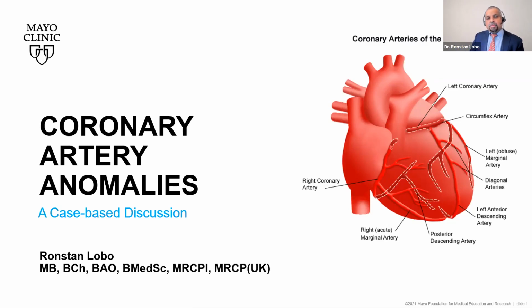I'm Ronston Lobo, and I'm a clinician investigator and fellow in cardiovascular diseases at the Mayo Clinic in Rochester, Minnesota. So this evening, I have this distinct opportunity to speak to you about coronary artery anomalies. And I intend to approach this by discussing some cases. So let's get started.